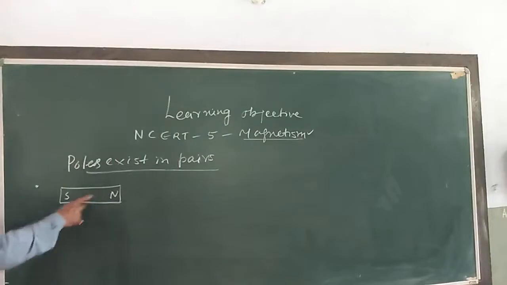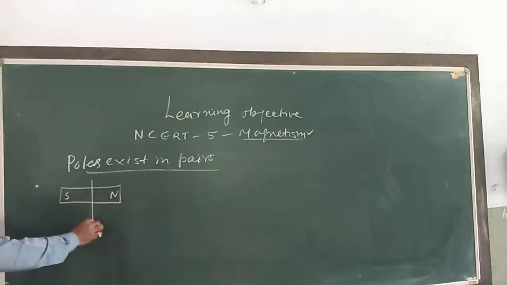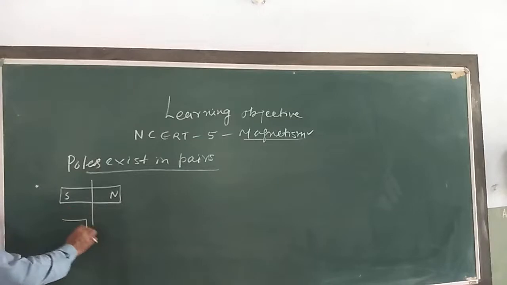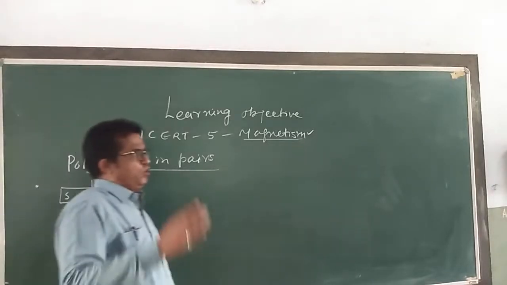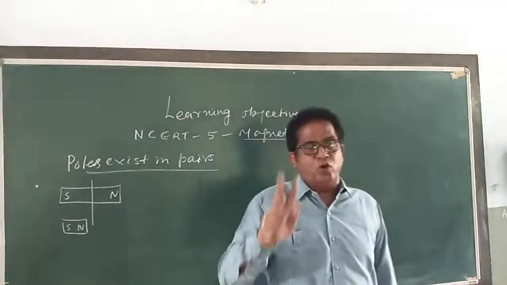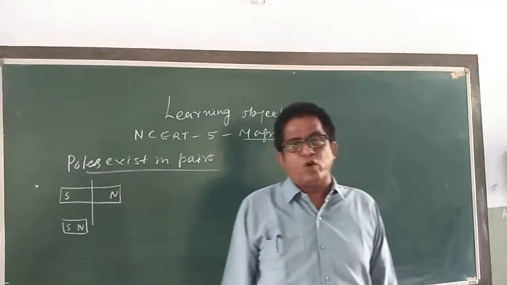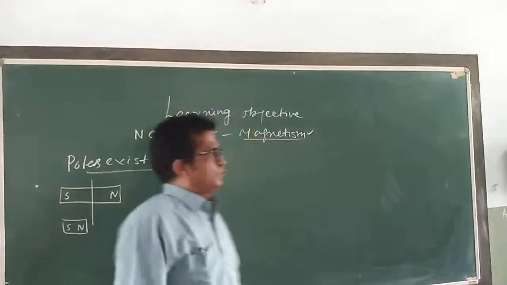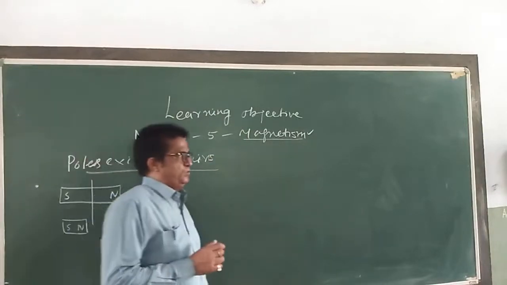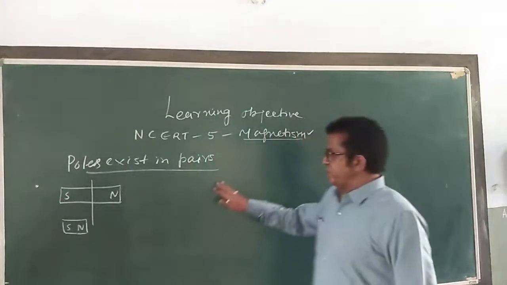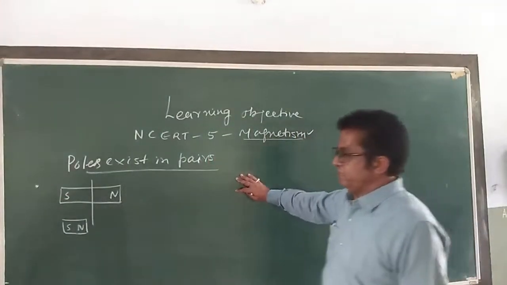and opposite in nature. If you cut it into pieces, each piece becomes again a magnet like this, with a north pole and south pole, two equal and opposite poles. This shows that when you cut it, we again get two poles. So I can say monopole does not exist, because the two poles of equal strength exist together.